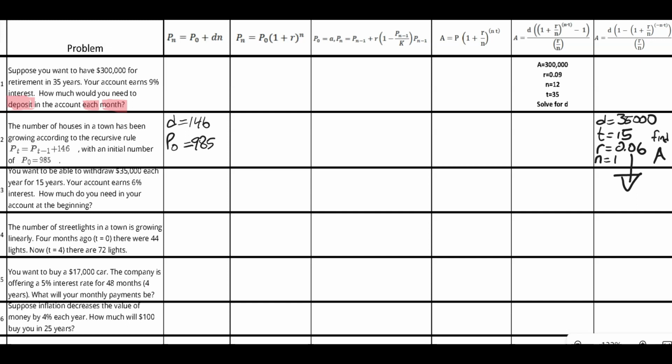Number 4. The number of street lights in a town is growing linearly. All right, linear growth, again, we have this form. 4 months ago, T sub 0, there were 44 lights, so that would be P sub 0 equals 44. Now at T equals 4, that's actually N equals 4 in our formula. And there are 72 lights, that's P sub N equals 72. So of the 4 variables in this equation, we can find D.